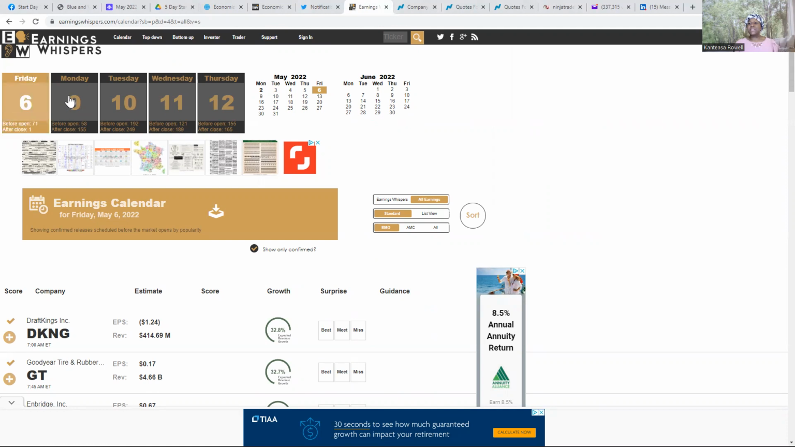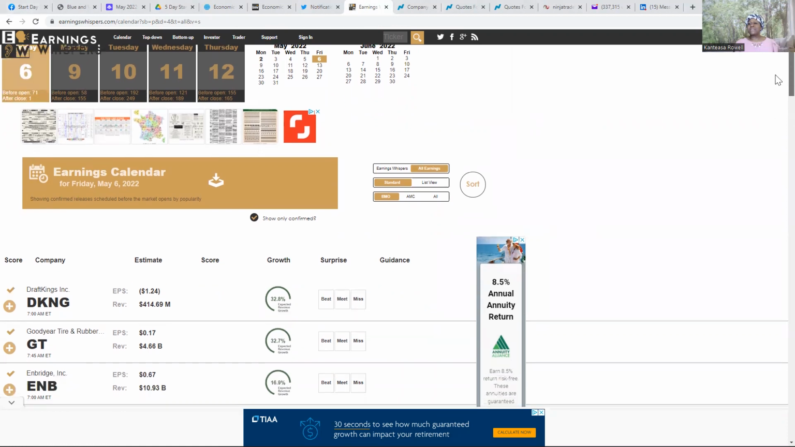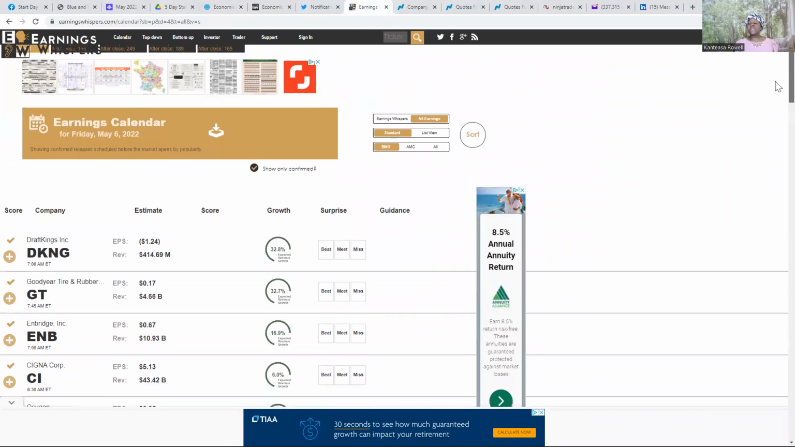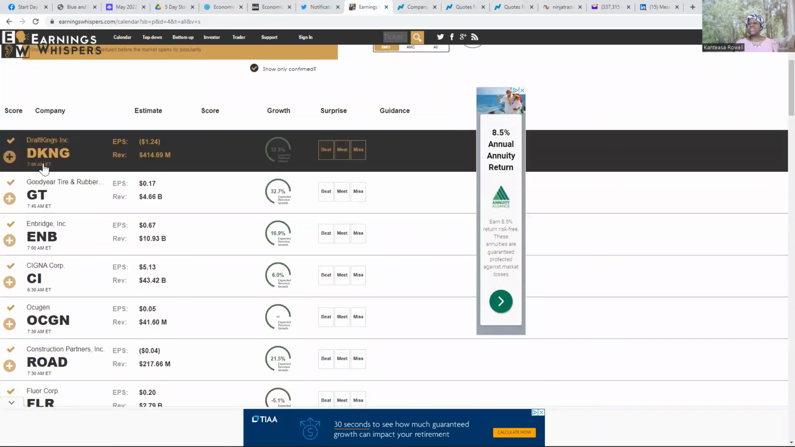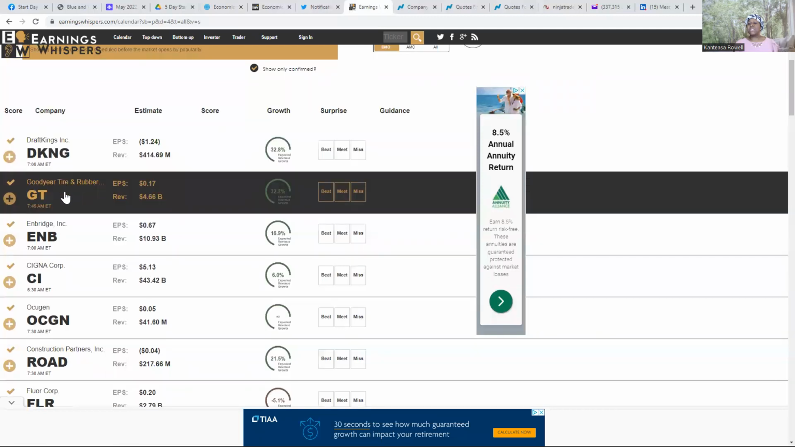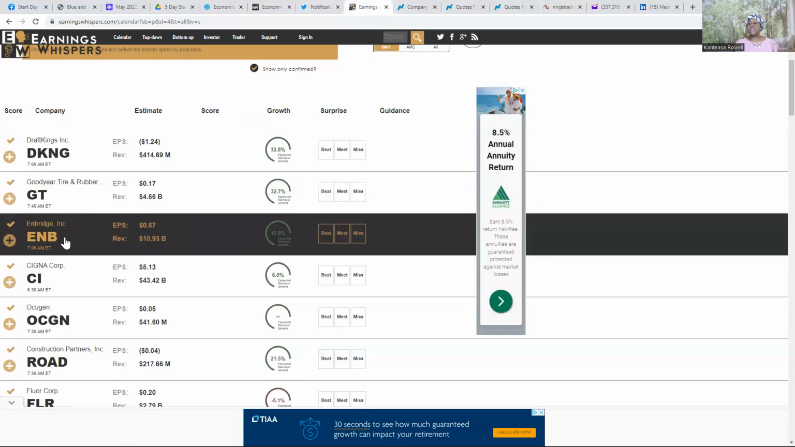The date is the 6th, Monday the 9th, Tuesday the 10th. And if you click on the date and then scroll down, you can see the announcements, the earnings for each individual company. And it tells you the times that the earnings will be released. So DraftKings, we know, is going to be 6 a.m. Goodyear, 7:45 a.m. Enbridge, 7:09 a.m.